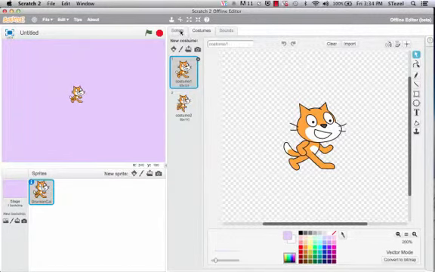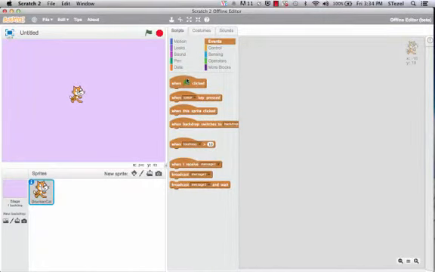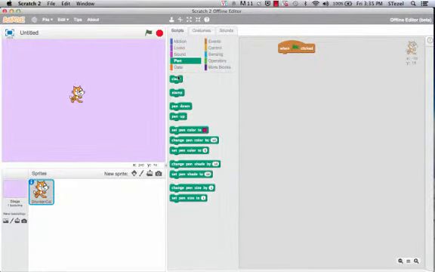Now, what we're going to do is we're going to give some walking behavior to the cat. So we can always start with what happens when the green flag is clicked. So I'm gonna basically start with that. When the green flag is clicked, what I wanna do is, first of all, I wanna clear all the previous markings. I wanna put my pen down.